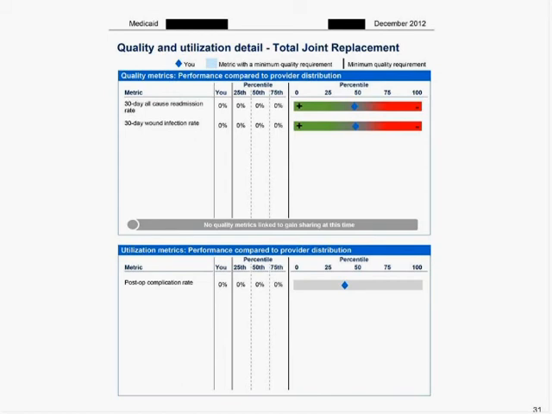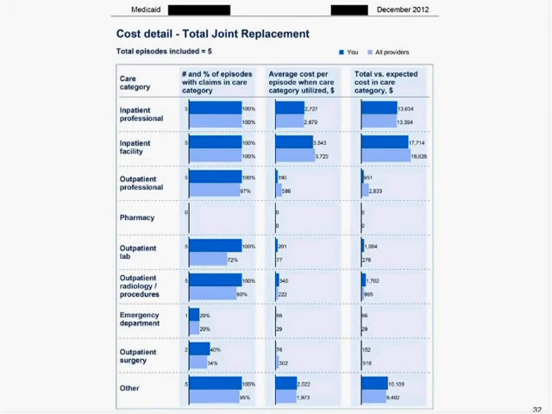After that, you will also see a cost detail associated with total joint replacement. Again, the PAP is in the dark blue and all other providers in the light blue, and this will be the cost included in the episodes for total joint replacement. Again, this is going to be helpful in seeing where your high cost may be.